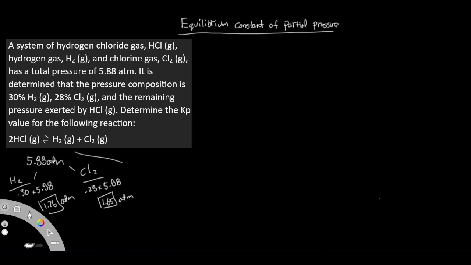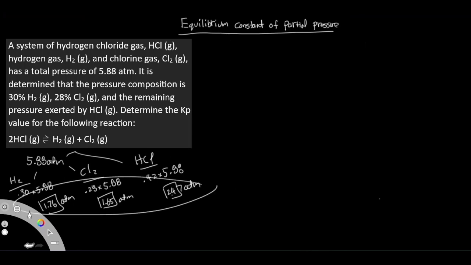And the rest is going to be for HCl, which is going to be the remainder. Okay, so we've done 30% here, 28% here. What does that give you? That would obviously be 58%. Okay, so then the leftover of that, so you just do 100 minus 58. What would that give you? It gives you 42. Okay, so we'll just do 0.42 times our 5.88. What do you end up getting for that? You get 2.47 ATM. Okay, so now that we have our partial pressures, we just have to determine the Kp.